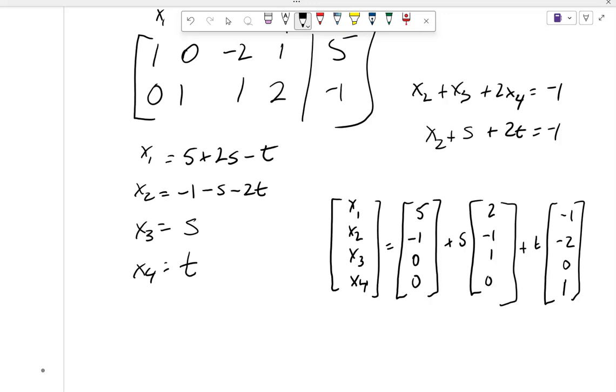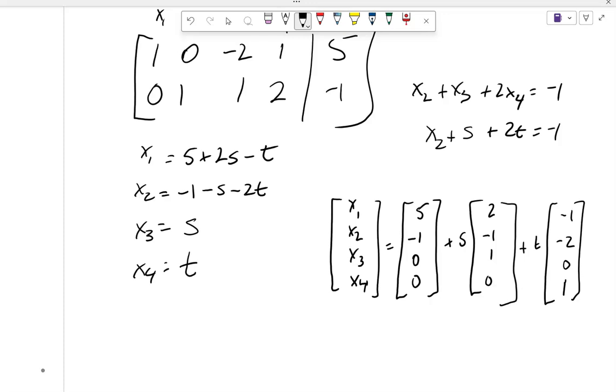If the values for s and t, for example, are 0, that would be your solution: 5, -1, 0, 0. That's an example of a single solution. If I put in 0 for s and 0 for t, or likewise 0 for x3 and 0 for x4, my answer would be 5, negative 1, 0, 0. That's what we have here, right? We refer to that as a particular solution.